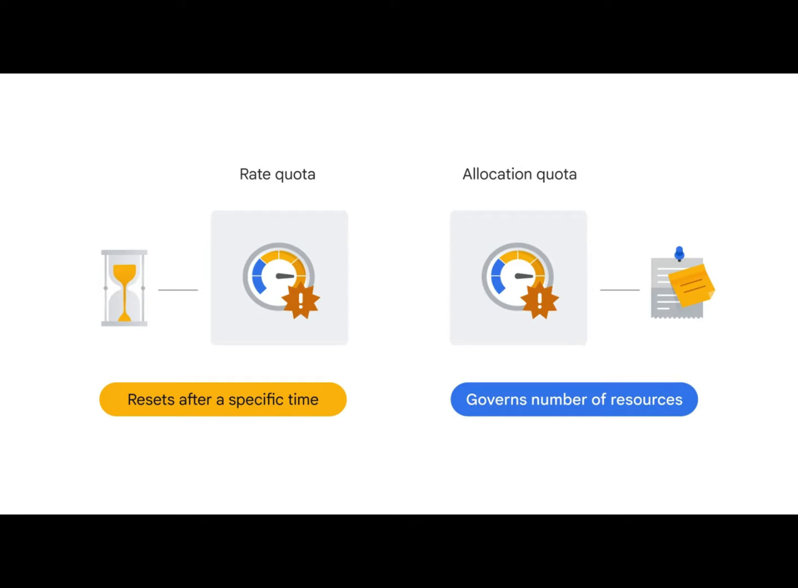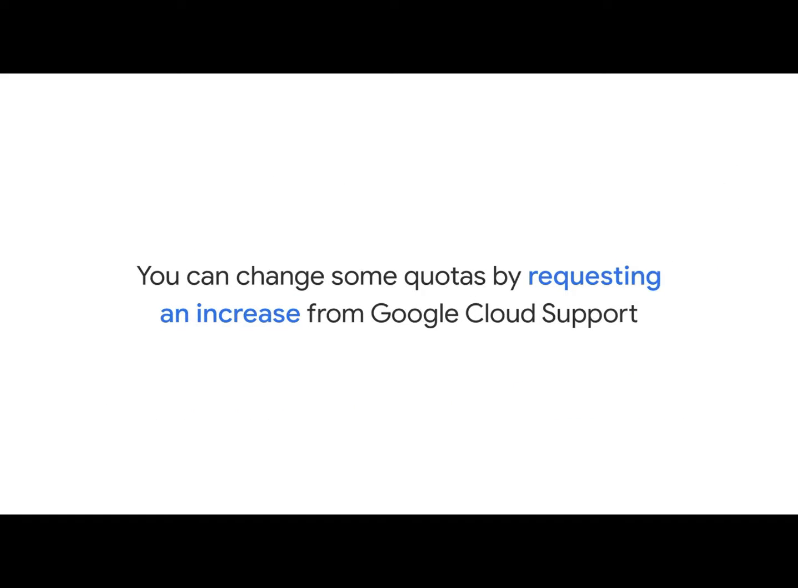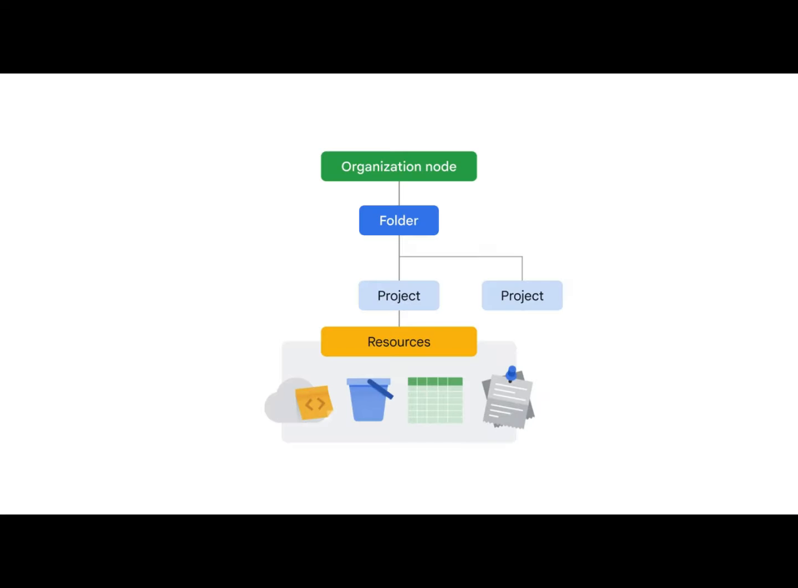Allocation quotas govern the number of resources you can have in your projects. For example, by default, each Google Cloud project has a quota allowing it no more than 5 virtual private cloud networks. Although projects all start with the same quotas, you can change some of them by requesting an increase from Google Cloud support. In this section of the course, we'll look at the functional structure of Google Cloud.